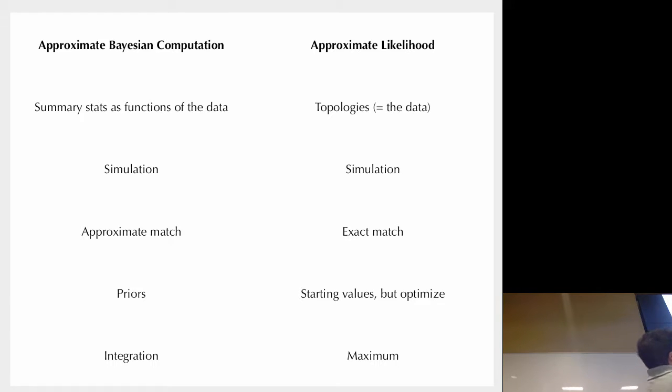Okay, so just comparisons. A summary stat is a function of the data. We're using topologies as the data. Arguably, you could say we're using a topology as a summary stat. It's not worth getting into a religious war about this, but people do disagree. Then: doing simulation, approximate match versus exact match-ish, priors versus starting values. We're doing grid search, and then integration, taking the maximum.